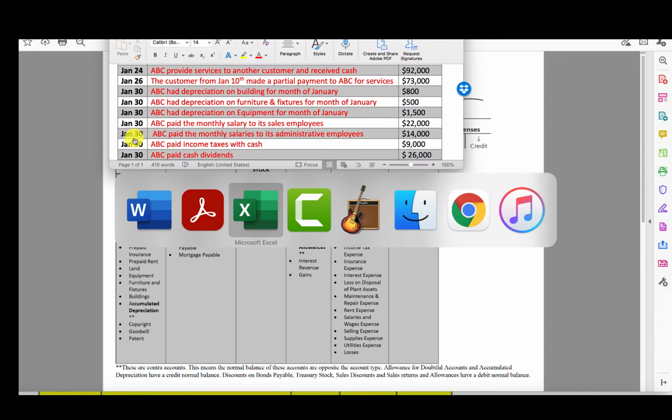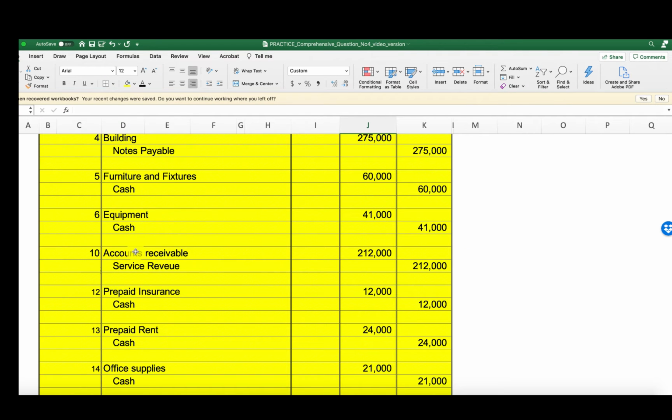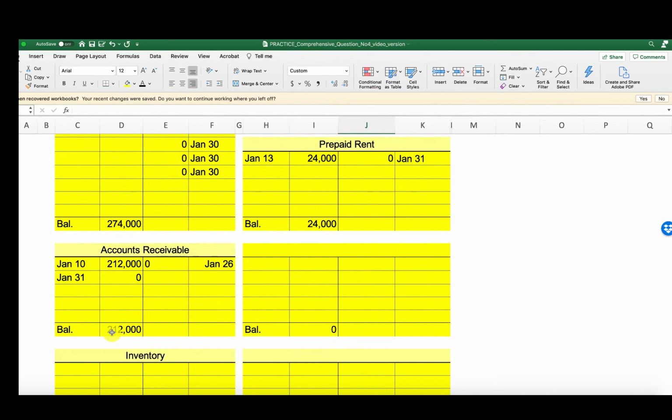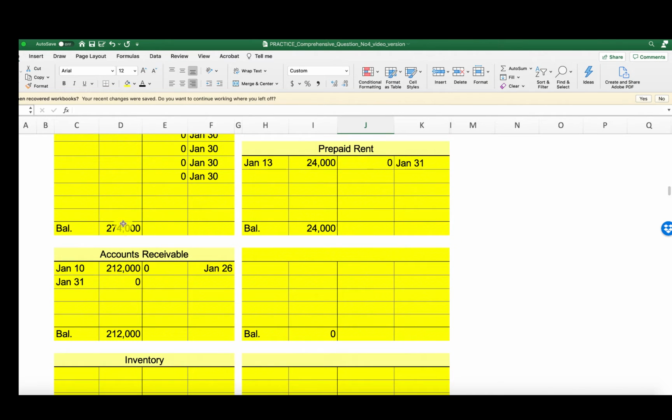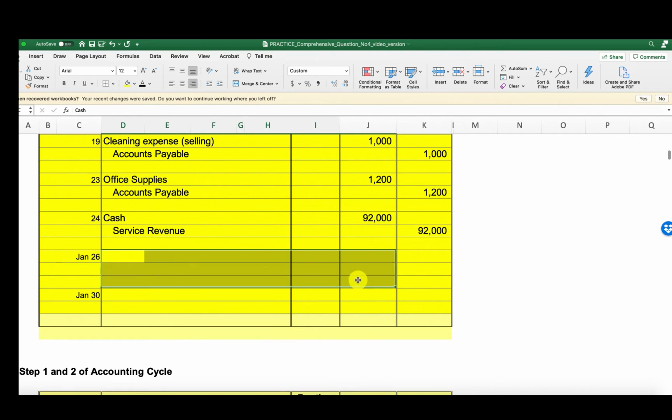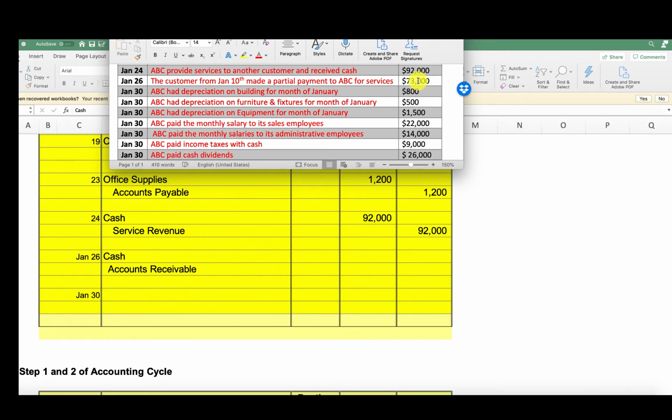Okay, so what's coming down? Well, if you look at the entry on the 10th, you debited accounts receivable. Your accounts receivable right now has a balance of $212,000. If you receive $73,000, this accounts receivable should not have a balance of 212. It should be 212 minus the 73. So that's going to be our credit. We're crediting accounts receivable. We're not crediting service revenue again because you're not doing more work. You're just getting paid for the work that you already did. Right? So I'm going to debit cash for the amount of money received, and I'm going to credit accounts receivable.